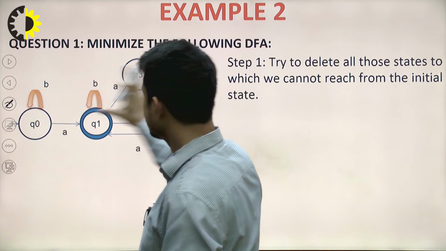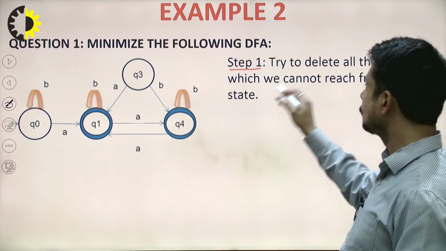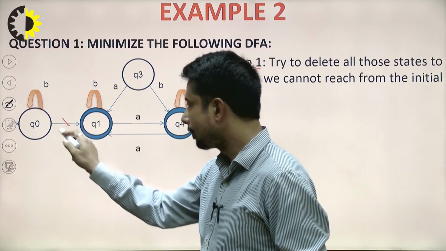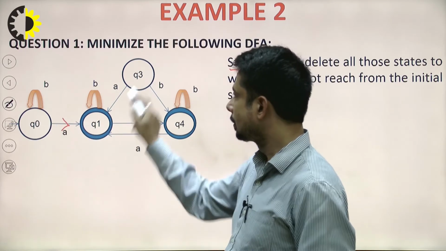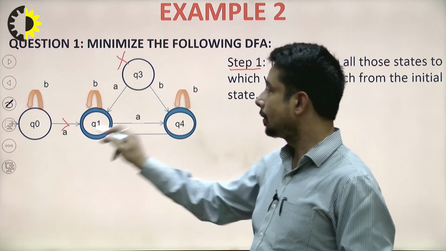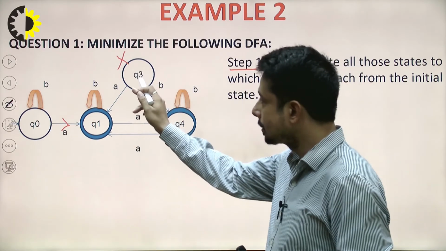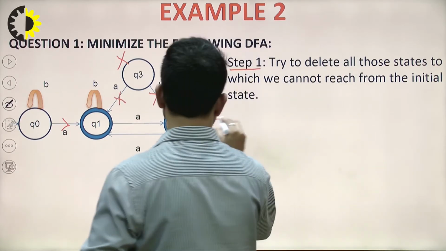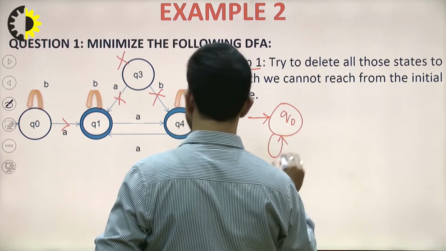This example says this particular diagram, and let us check for step number 1. Try to delete all those states to which we cannot reach from the initial state. Let's check Q1, directly reachable. Let's check Q3. Is it reachable from Q0? No, it cannot be reached. So we got a particular state, Q3, which cannot be reached from the initial state. If we find that kind of state, delete that state, and along with that state, whatever transitions are there, try to delete those. Okay. Therefore, the final diagram will be like this. Q0. Okay. This is B.